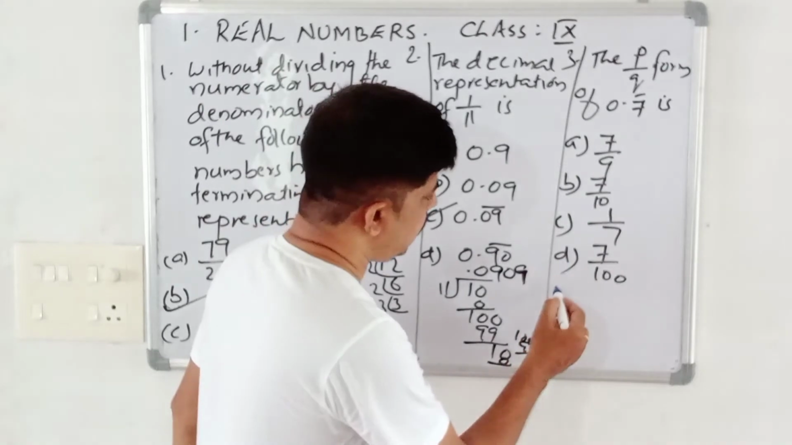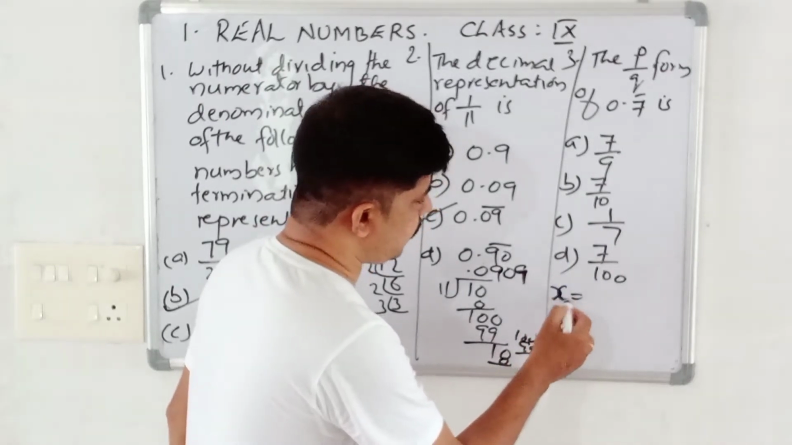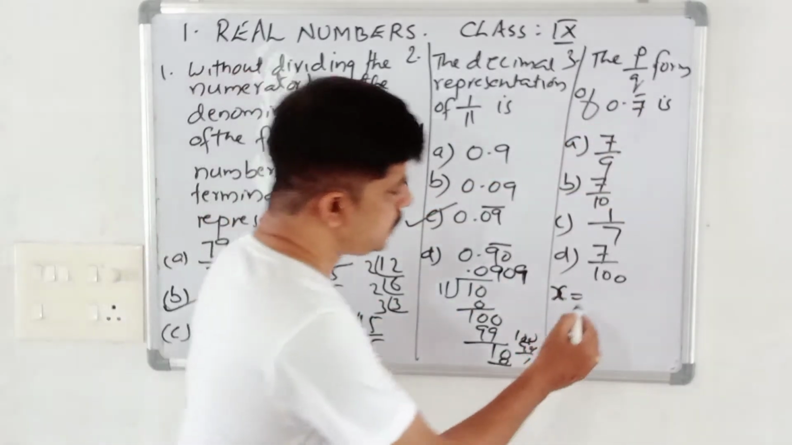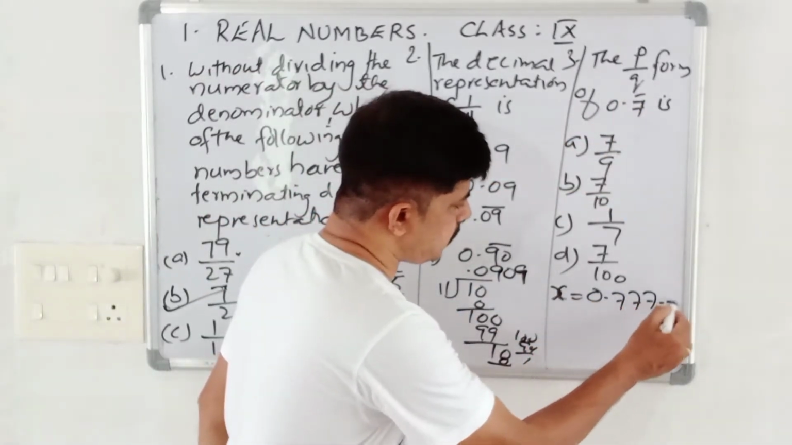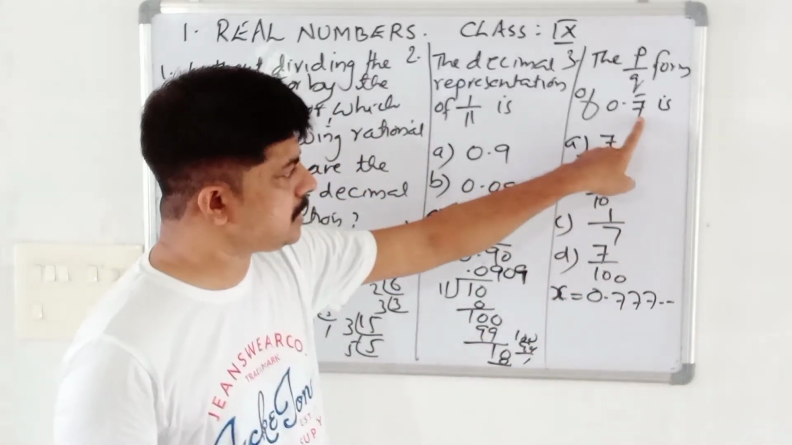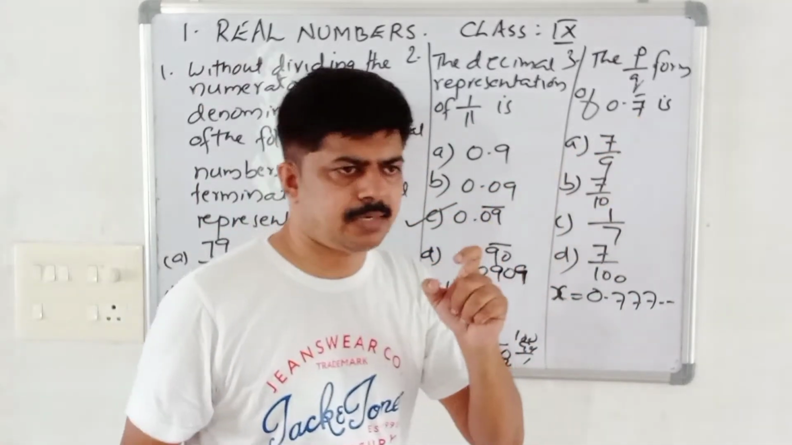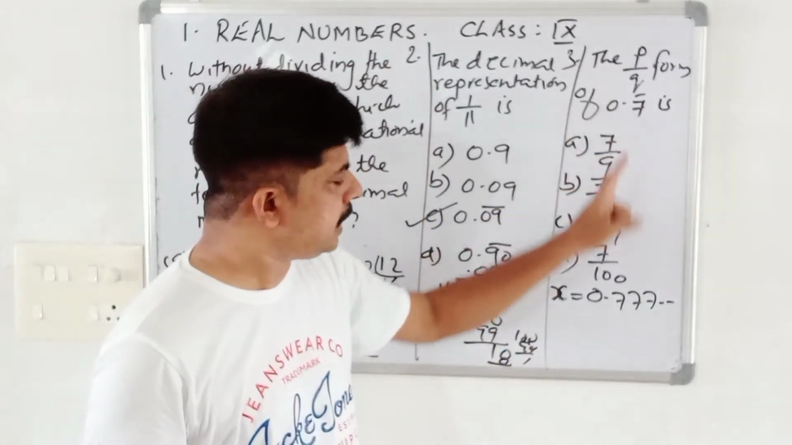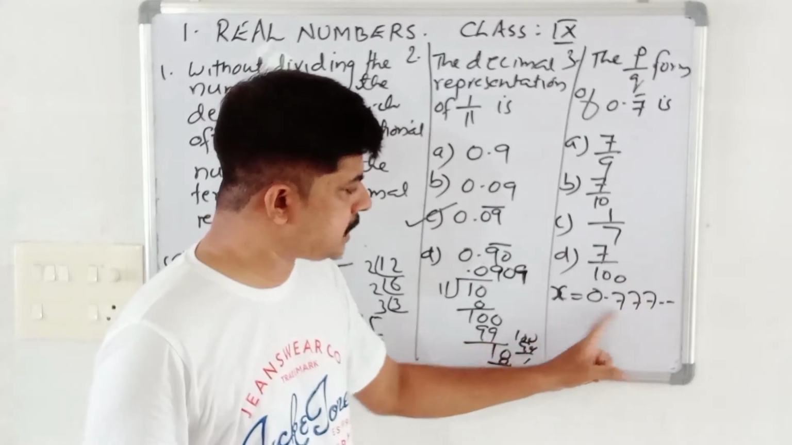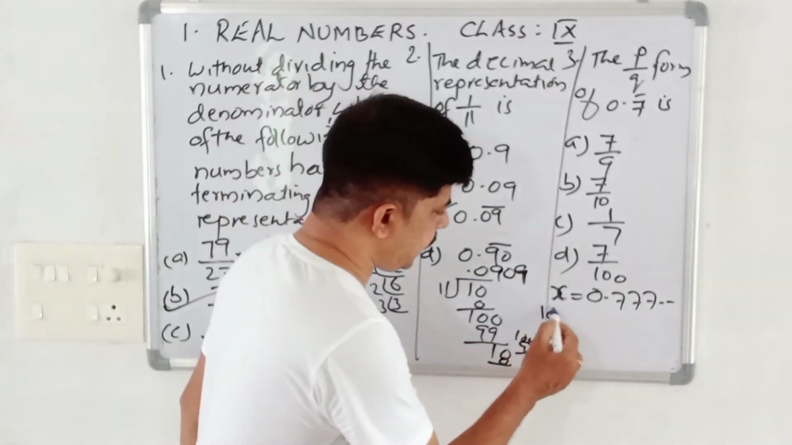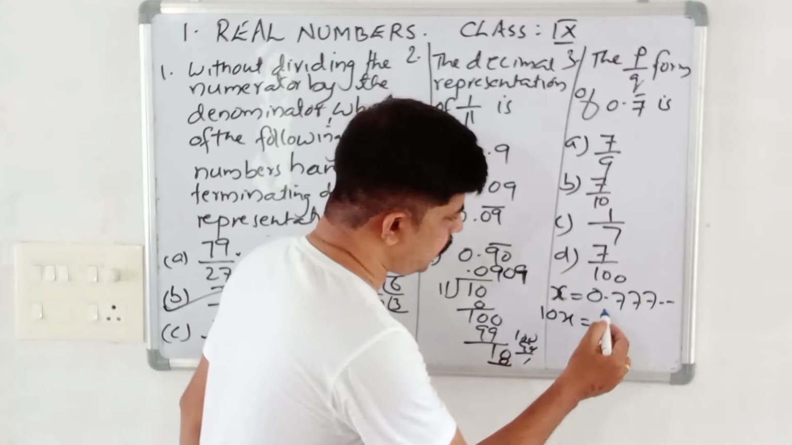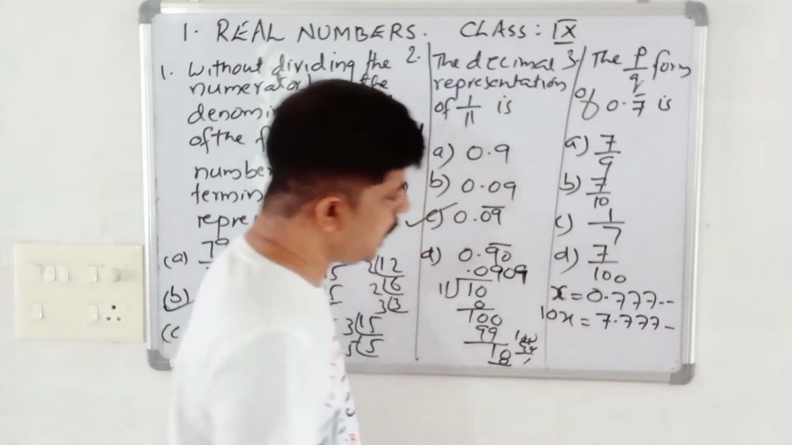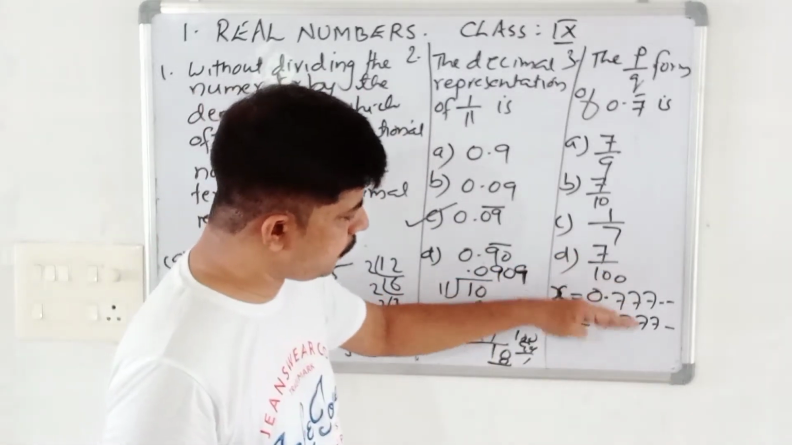Let us call x the rational number 0.7 bar. 0.7 bar can be written as 0.777. As only one digit is repeating, 0.77777, etc., that's the reason we have to multiply both sides, LHS and RHS, by 10. 10x. Multiplying by 10 means the point will be shifted one place to the right. 7.7777, etc.